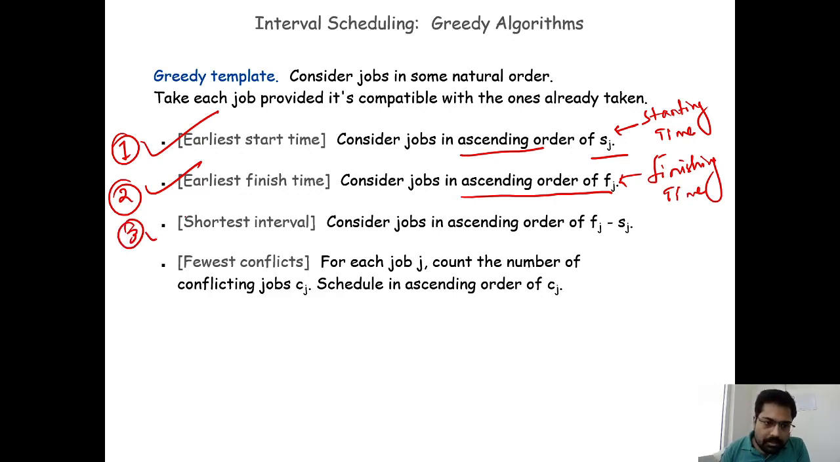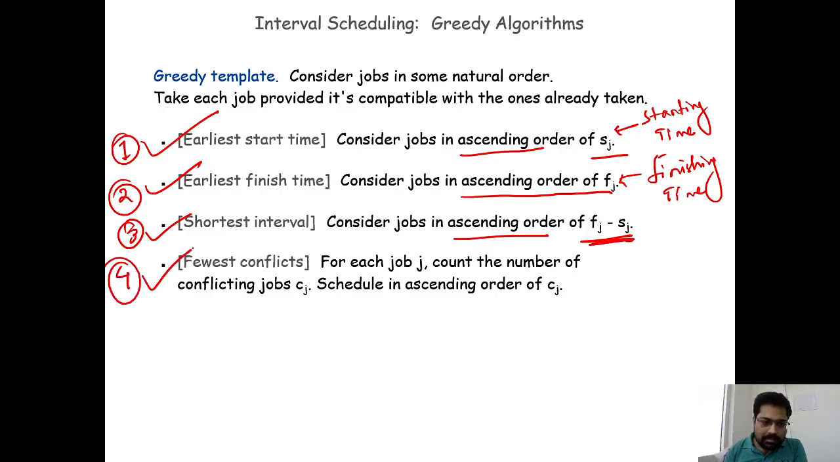And the third one is the shortest interval, means the time it is taking, like the starting time and finishing time that we know. So finishing time minus starting time, if you keep it in ascending order, you can say it is the shortest interval. The shorter the job, the less time it is taking, so that will be selected first. On the basis of that also we can find the compatible set of jobs.